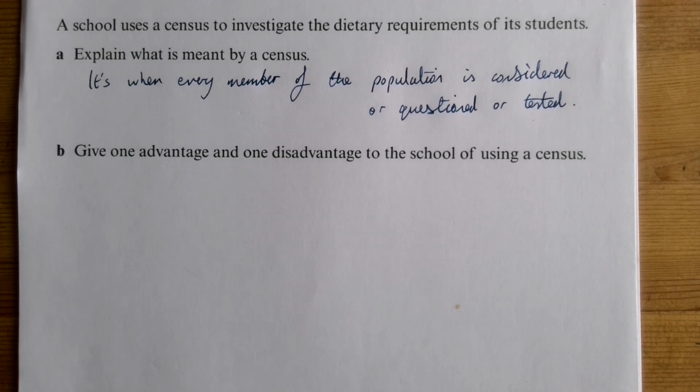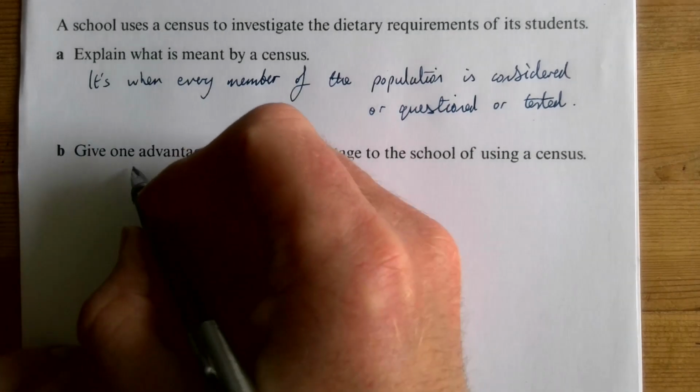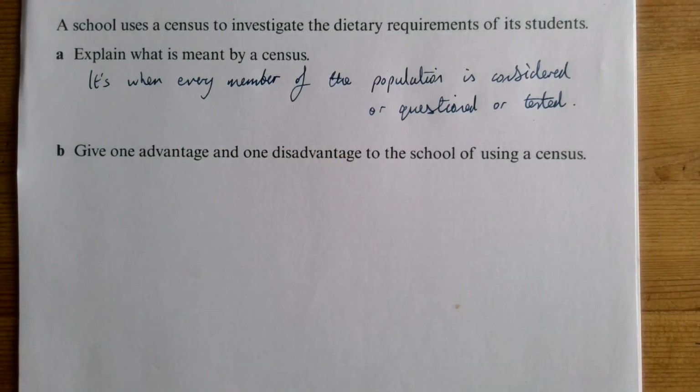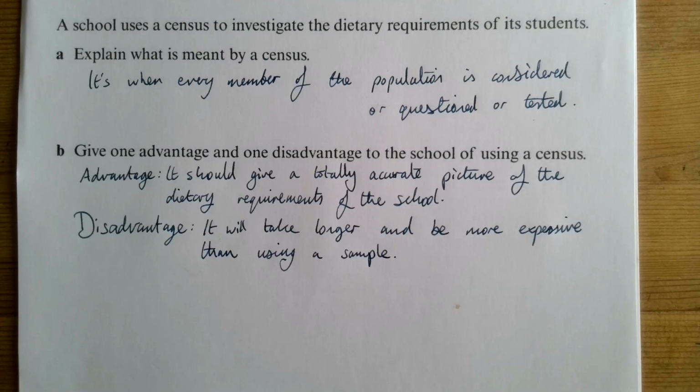So, one advantage and one disadvantage to the school of using a census. One advantage: they should get a really accurate idea of what all the dietary requirements are. It should be 100% accurate. The disadvantages, there are two main ones, and they're very much linked. One is it's more time consuming, more effort, and therefore it could have a cost implication as well. So more expensive and takes longer. Those are the two you need. So your answer should look something like this.